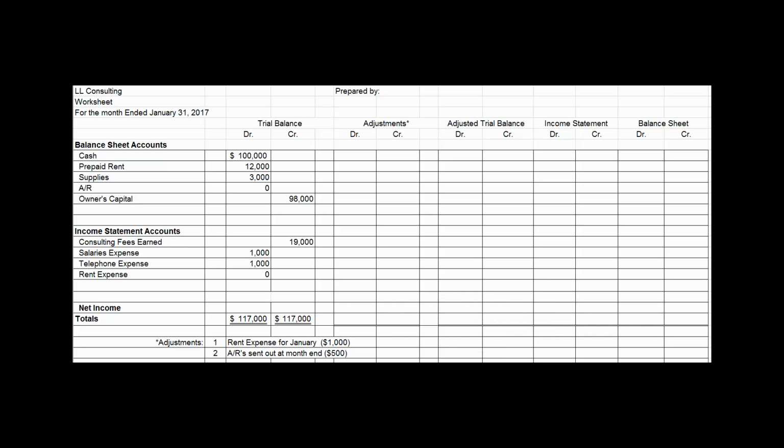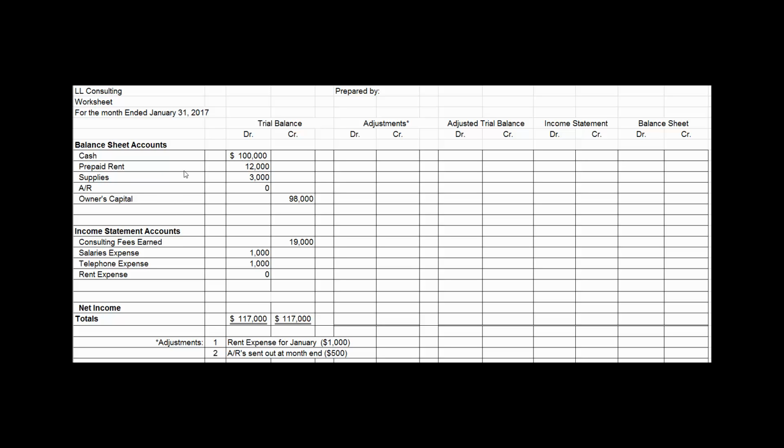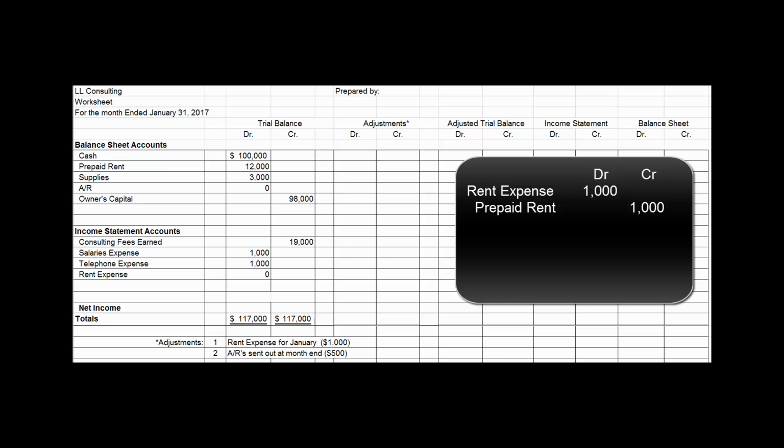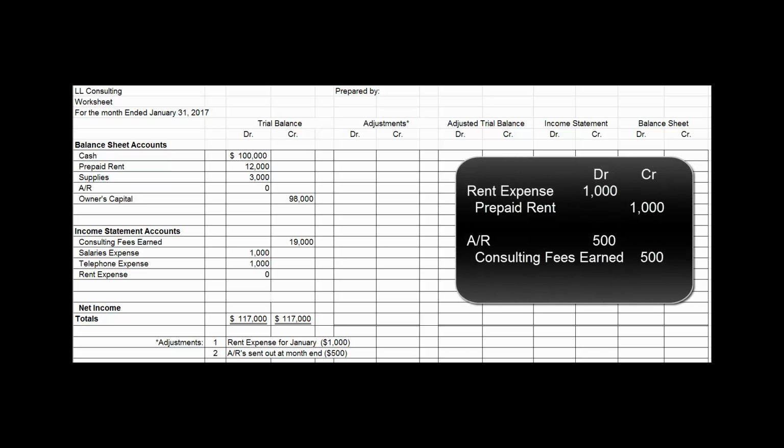So let's pretend like there's only 2 adjusting journal entries for this company at the end of January. They've got rent expense of $1,000 and accounts receivable that are sent out at month end for money that they've earned but hadn't billed yet. So we see that they have some prepaid rent up here for $12,000. So the adjusting journal entry for the rent expense is debit rent expense for $1,000, credit prepaid rent for $1,000. The adjusting journal entry for the accounts receivable is debit accounts receivable for $500 and credit consulting fees earned for $500. So let's post those in the columns called adjustments, debits, and credits.